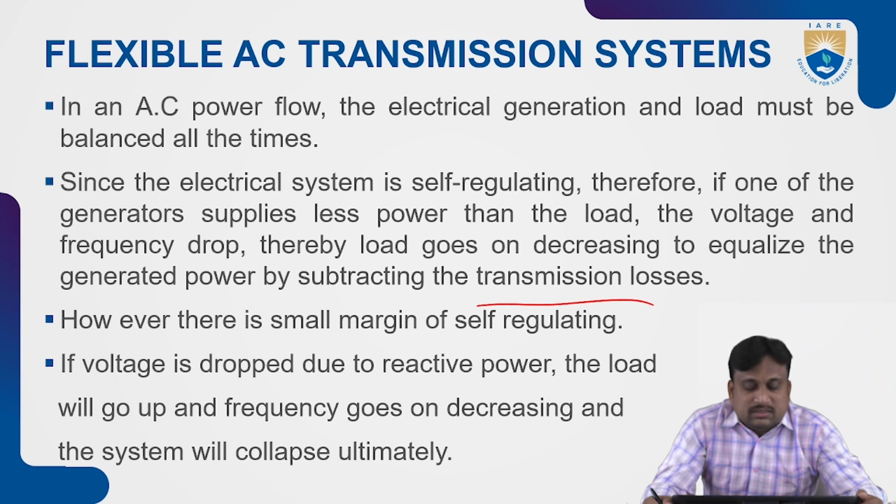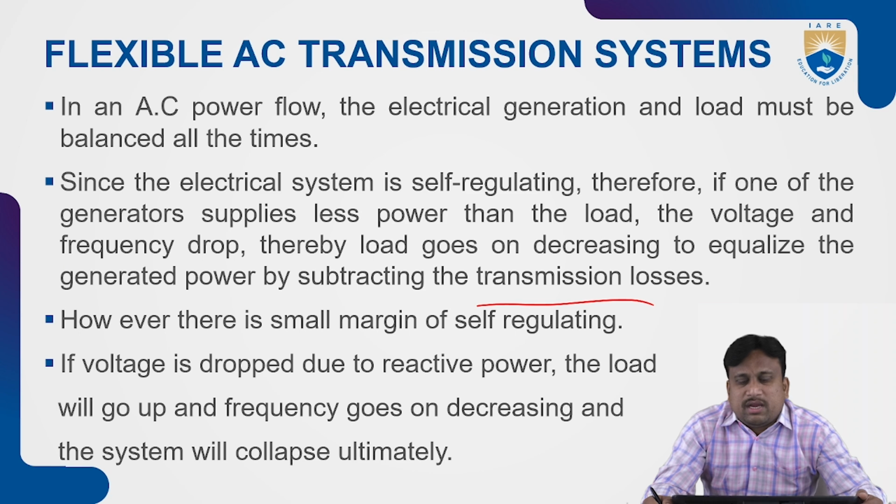Usually there is only a small margin for self-regulation. If the voltage drops due to the reactive power coefficient, the load will go up, the frequency decreases, and the system will collapse automatically. This may usually happen. So we need to take measures, substituting reactive power compensation devices that will fulfill the voltage requirement of the system. If not, the impact on the load is greater and we cannot balance the system.